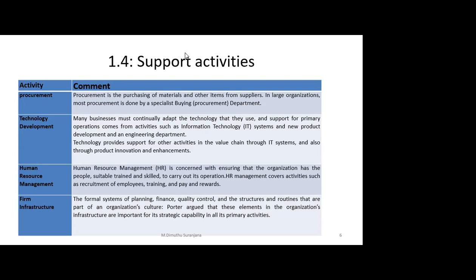Then human resource management, a very important one. It deals with human resources in the organization. They have the responsibility to attract the most suitable employees into the organization. You recruit the best people, then you train them and develop them, and the most important, retain them. There should be a good strategy to retain them, right?